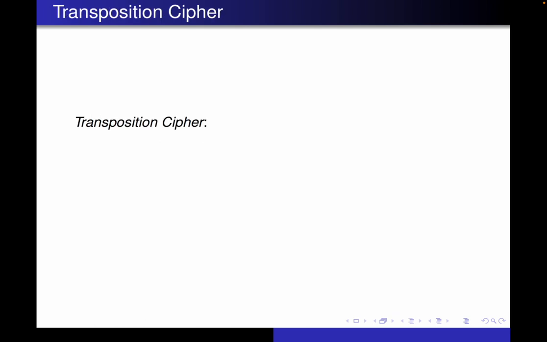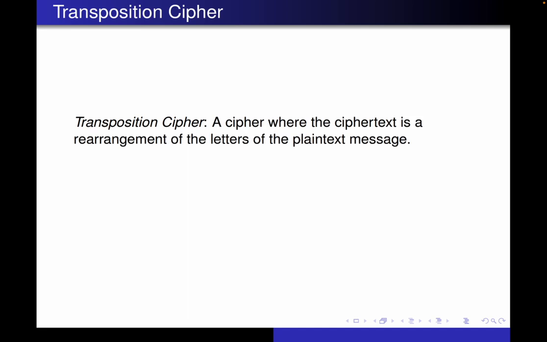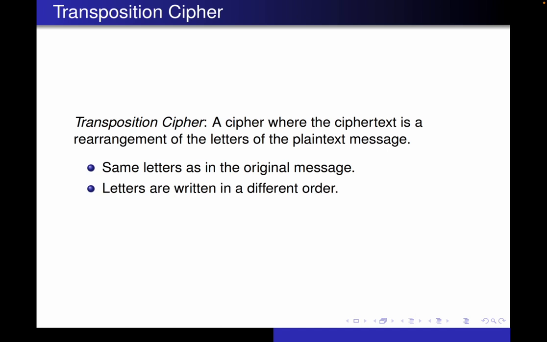All right, so just recall that a transpositional cipher is just a cipher where the ciphertext is just a rearrangement of the letters of the plain text message, which means that we have the exact same letters in a transposition cipher, the ciphertext, as in the original message, and the letters are just written in a different order.